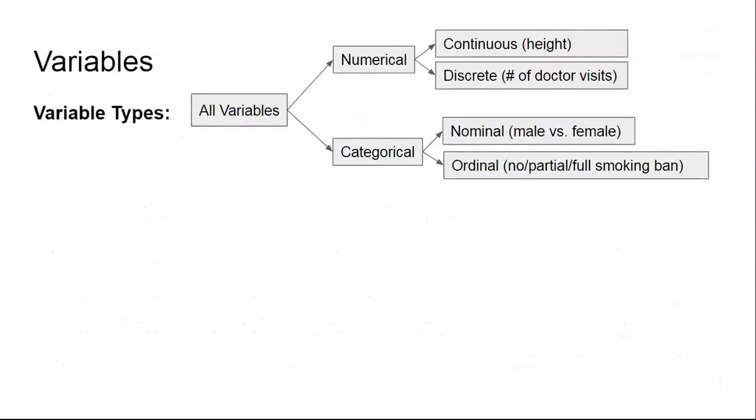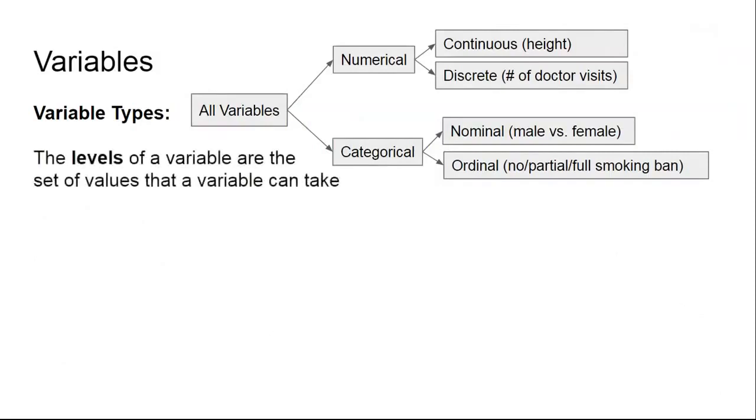There are two main types of variables, numerical variables and categorical variables. They're exactly what they sound like, number-based and category-based, respectively. Within numerical variables are continuous variables like height, these go along a wide continuous spectrum, and discrete variables like the number of doctor visits, these are often integer values. Variables can have different levels, which are the set of values that the variable can take. For example, blood type can be A, B, AB, or O.